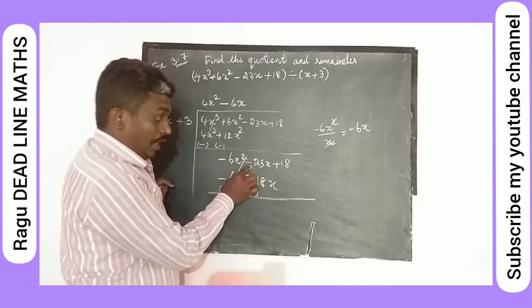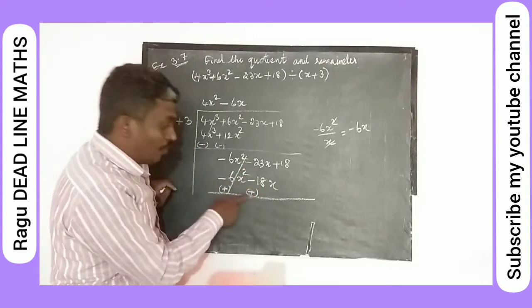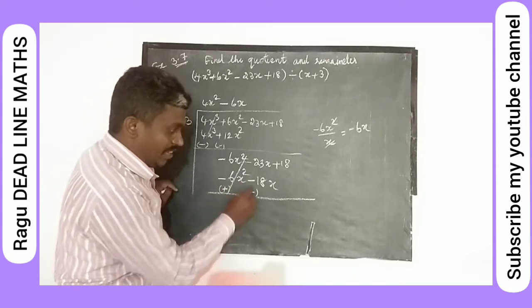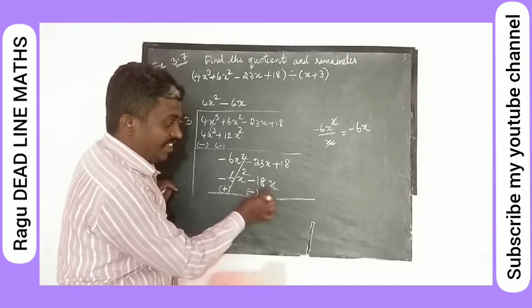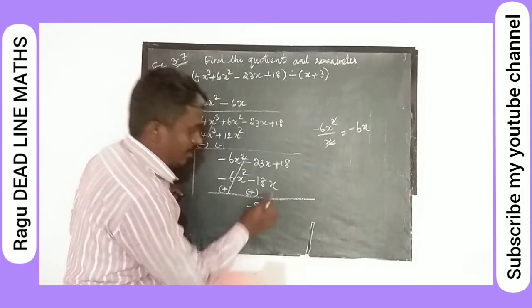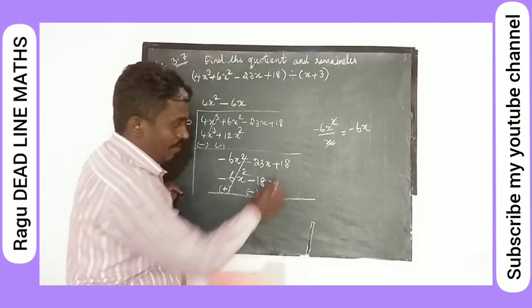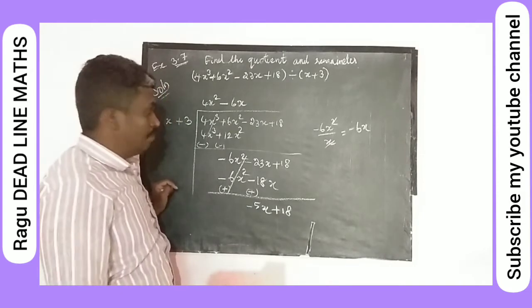Now here one is positive and the other is negative, so we subtract and take the sign of the bigger number. So minus 23x plus 18x, the result is minus 5x. Then plus 18, so minus 5x plus 18.